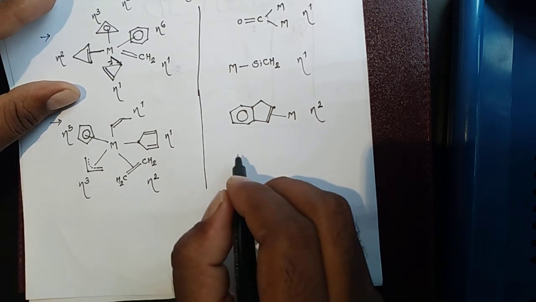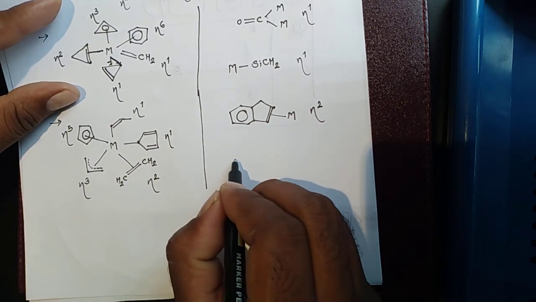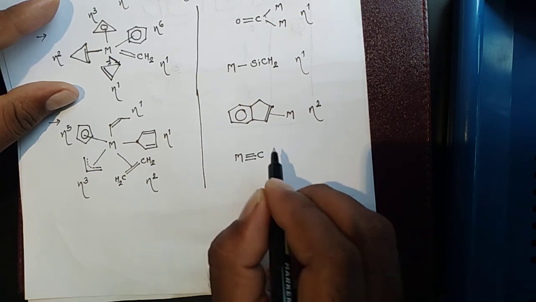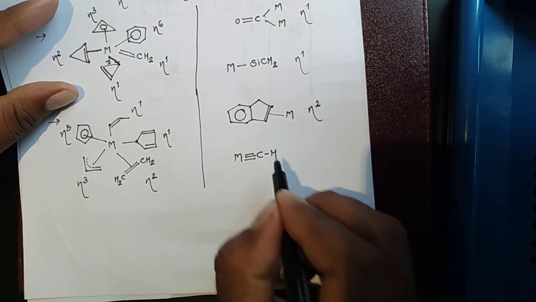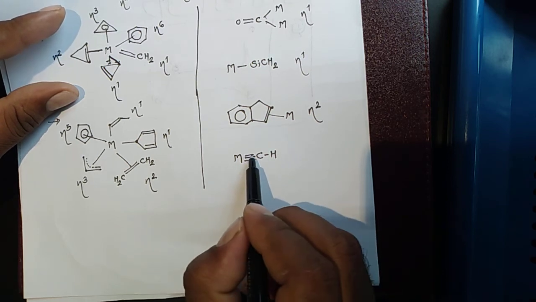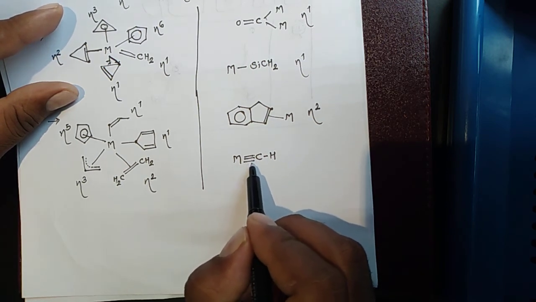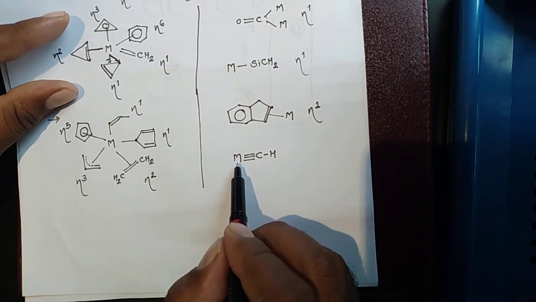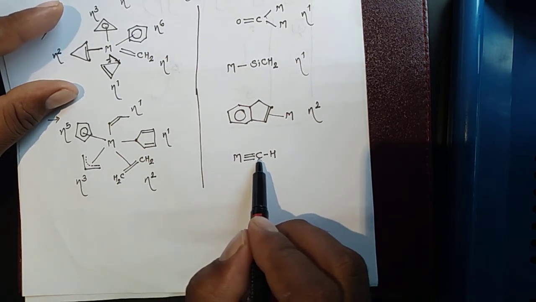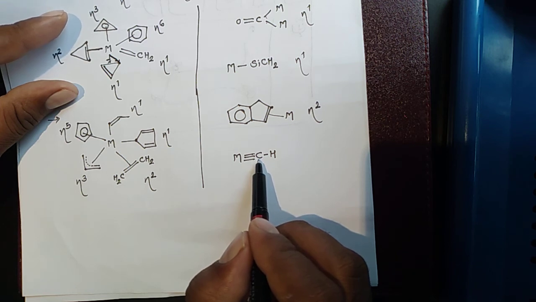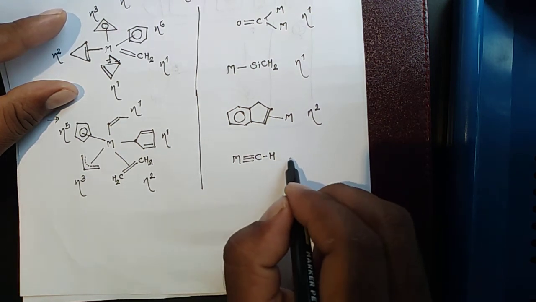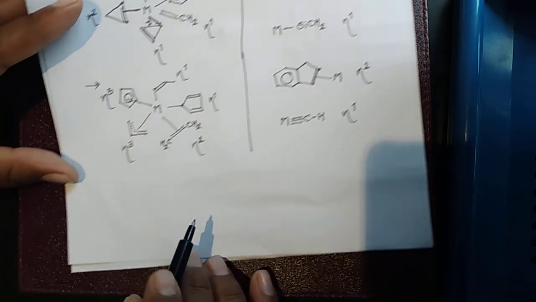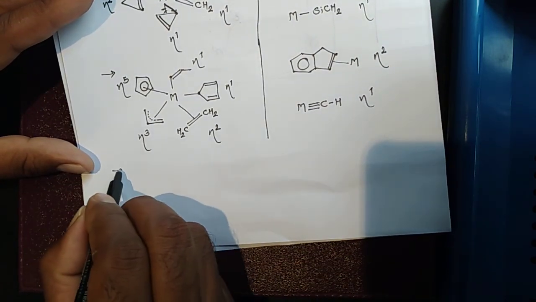Another example: the metal having a triple bond with 1 carbon having hydrogen. So what do you think? Whether this is a double bond, single bond or triple bond doesn't matter; we only have to think that the metal is directly attached to only one carbon. So the hapticity is only 1. Understand?